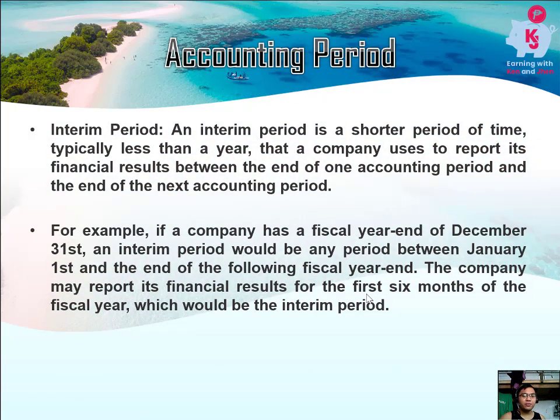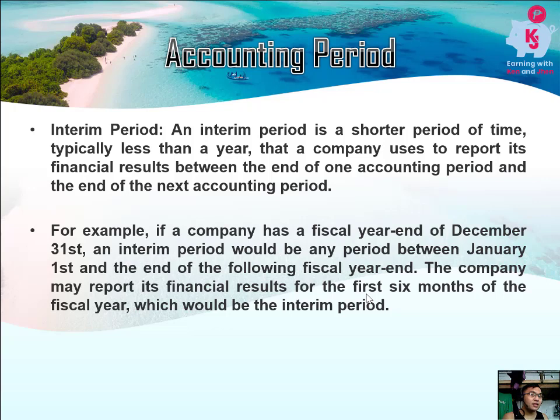Interim period. An interim period is a shorter period of time, typically less than a year, that a company uses to report its financial results between the end of the accounting period and the end of the next accounting period. So, for example, if a company has a fiscal year end of December 31, an interim period would be a period between January 1st and the end of the following fiscal year end. The company may report its financial results for the first 6 months of the fiscal year, which would be the interim period.